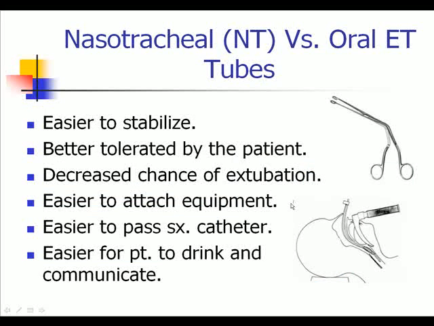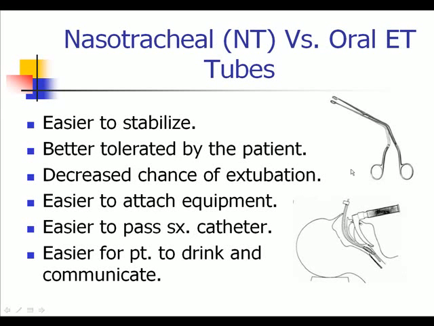Now, although oral endotracheal tubes are by far the most commonly used tubes, there are times where a nasotracheal tube may be utilized, and there are some possible advantages to that. However, I think the disadvantages outweigh the advantages, and that is why you see oral intubation utilized much more frequently than nasotracheal intubation. There are claims that it's easier to stabilize, it may be better tolerated by the patient, it's harder to extubate, easier to attach equipment, easy to pass a suction catheter, and easy for the patient to drink and communicate, not having the tube in their mouth.